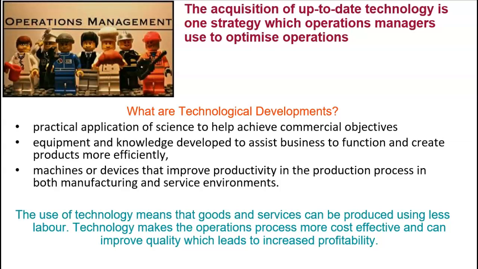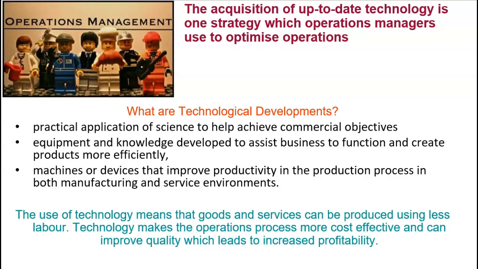So all the strategies that we're putting in place are about being more efficient in the way that we manufacture or that we run our operations management system. So the machines or devices improve productivity in the production process in both manufacturing and service environments. With technological developments, you're going to think about the manufacturing environment straight away, but it also happens in the service environment, where you can use technological developments to improve the way that you operate. And the use of the technology means that goods and services can be produced using less labour.